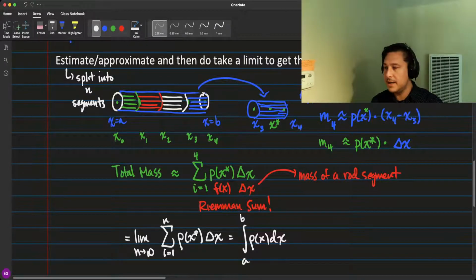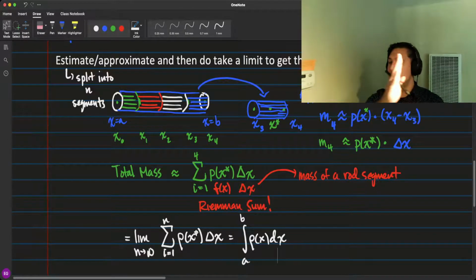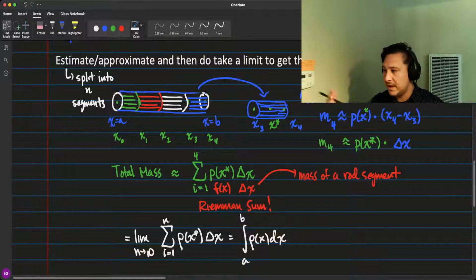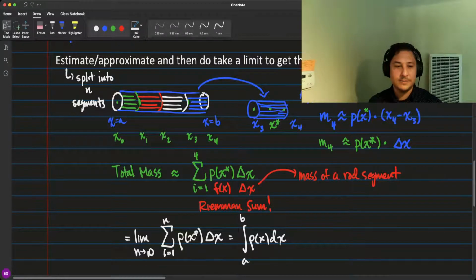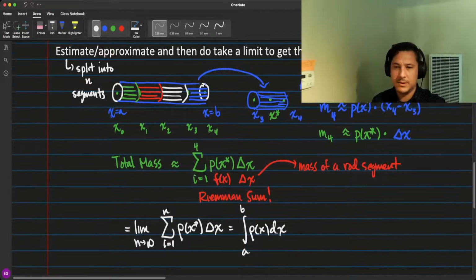So apparently if my density only depends upon the x value, I can just integrate that from a to b and then bam, I get how much mass is in there. Okay, so we're going to use this to do an example.